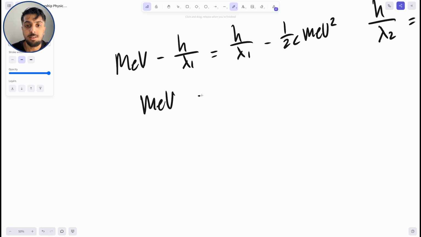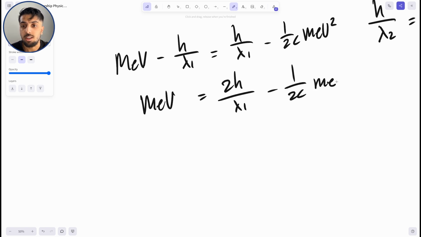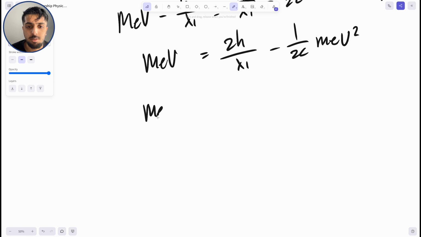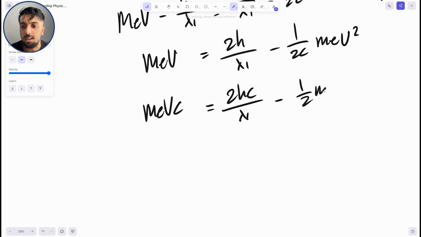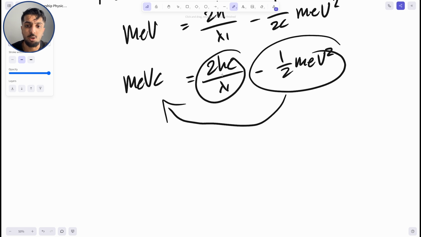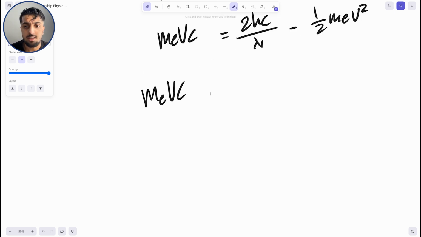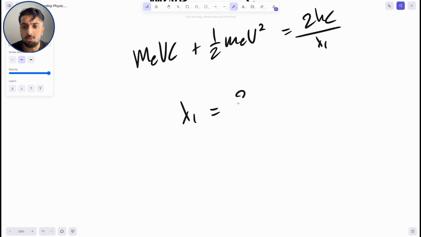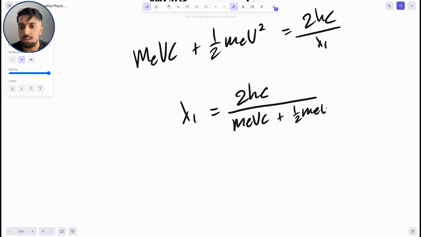And we get m_e v is equal to 2h over lambda 1 minus 1 over 2c m_e v squared. Now we can times both sides by c to get rid of the c at the bottom. And we get m_e v c is equal to 2hc over lambda 1 minus half m_e v squared. Now moving this to this side right here, so we just have the term with lambda 1, and we get m_e v c plus half m_e v squared is equal to 2hc over lambda 1. And therefore, lambda 1 is equal to 2hc all over m_e v c plus half m_e v squared.